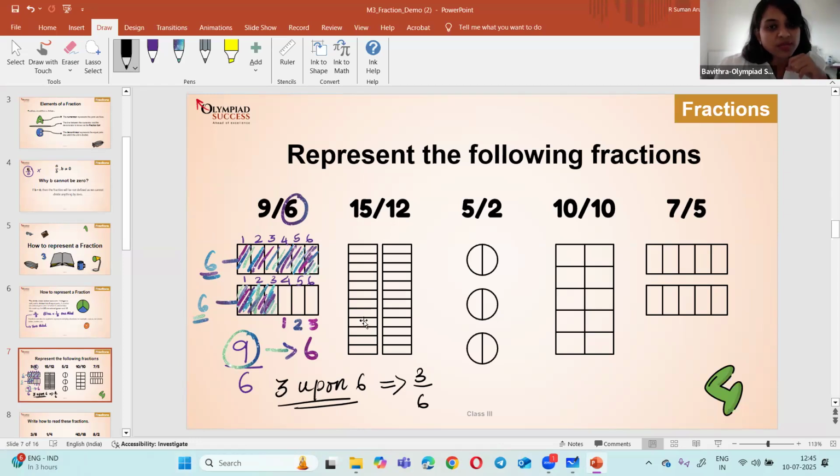Now can you tell me how to represent 15 parts out of 12 parts here? Not exactly. There are 24 total parts here, right? Out of which we need to shade 15. How do we do that?